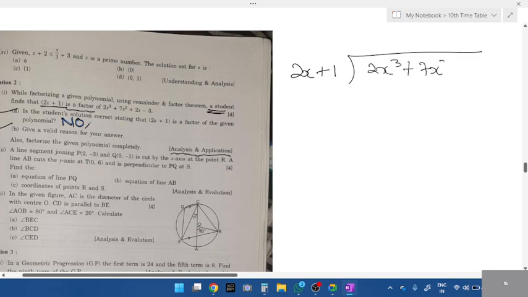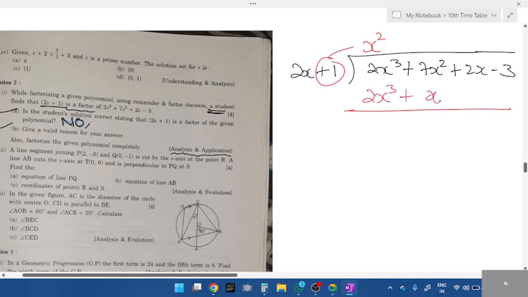What did you all get, students? Did you all factorize completely, all of you all? Respond. Did you all factorize? How many times 2x goes? 2x into x square is 2x cube. Then what do? Take plus 1 and multiply by this. What do you get? Plus x square. Change the sign.